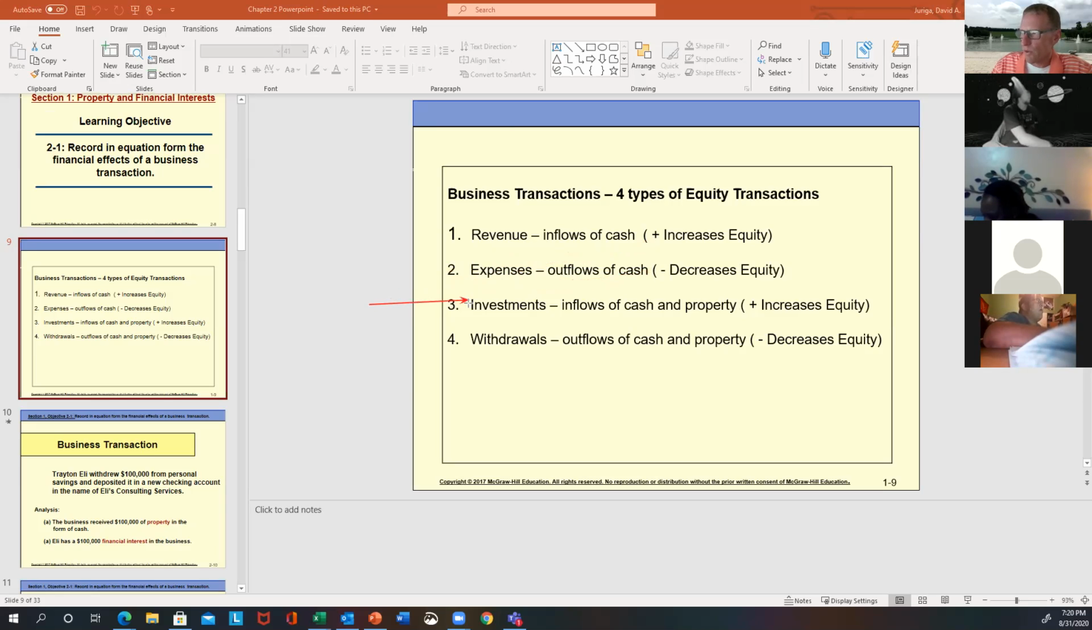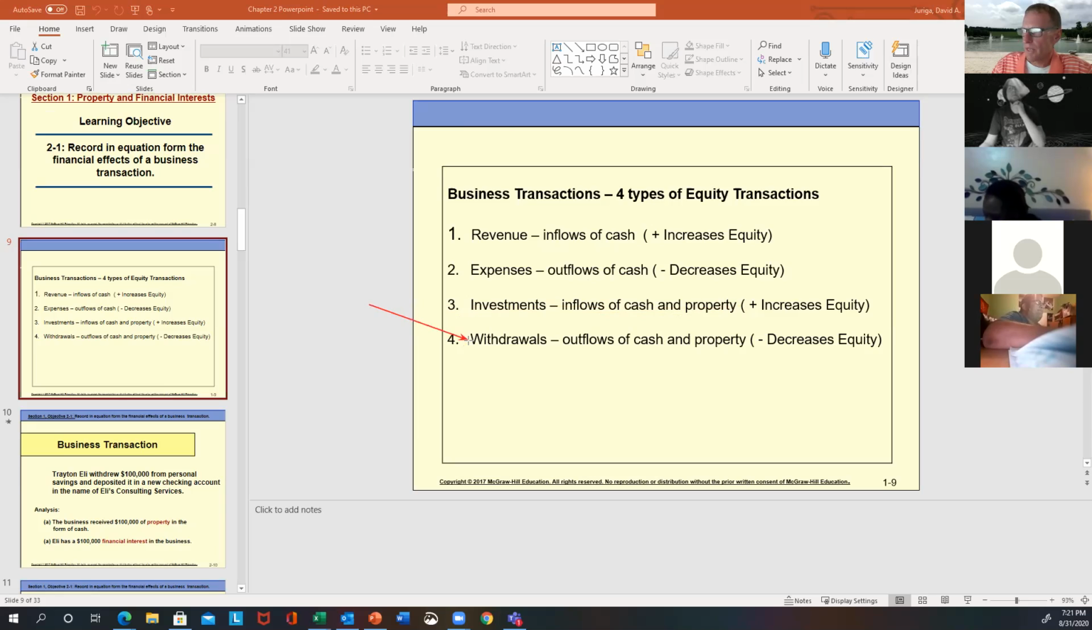The third category is called investments. That's simply when you're investing in your business. If it's a corporation, a company sells stock. If it's a proprietorship, it's simply where the owner is putting money or property into the business. Notice those also increase equity.